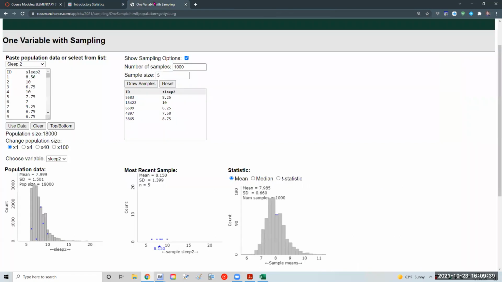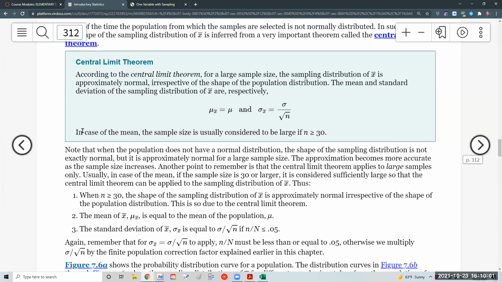So go back over here, same data set, population is skewed right. Let me reset this. Whenever I have a sample of size 30 or larger, let's make it 50 here, you can see the graph is approximately normal now. It's got tails on both ends. So I'm trying to illustrate that point.